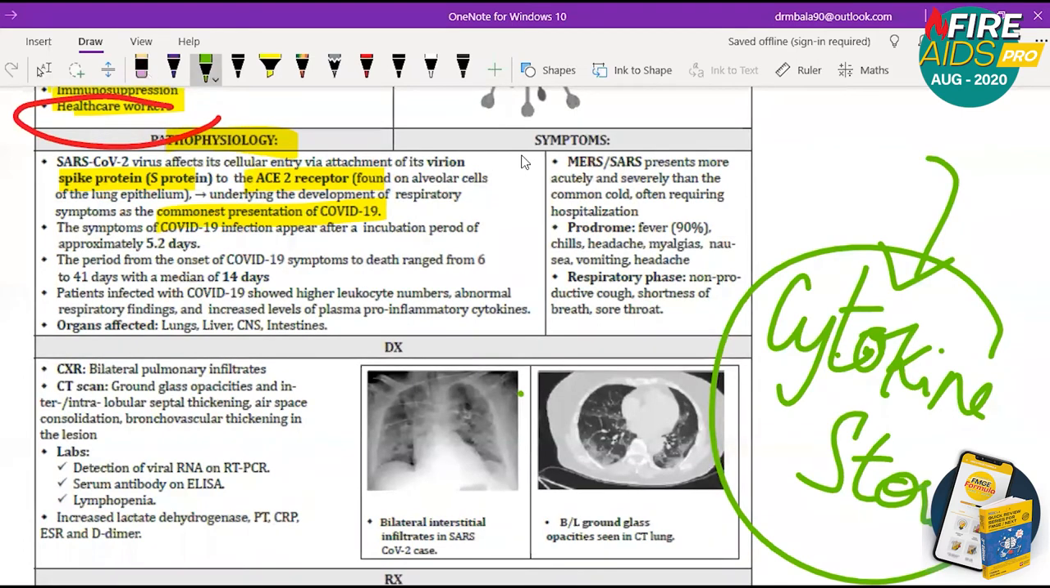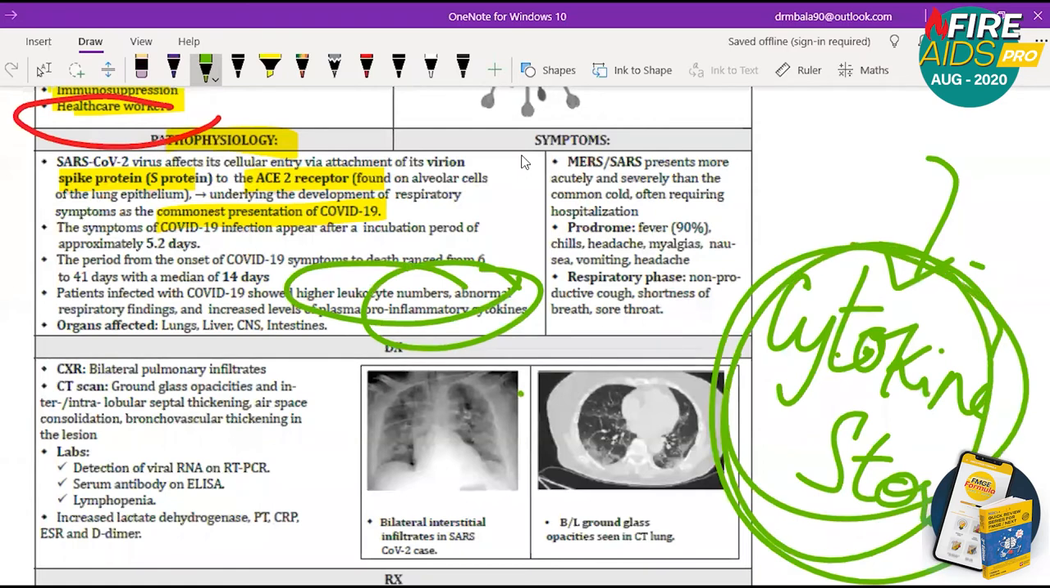Okay, so the patients infected with COVID-19 will show higher leukocyte number, abnormal respiratory findings, and increased levels of plasma pro-inflammatory cytokines. So as I said, higher level of cytokines, so cytokine storm, that single word you should focus more on. So organs affected, of course, lungs, liver, CNS, intestines. So in intestines, patients can have several bouts of diarrhea.